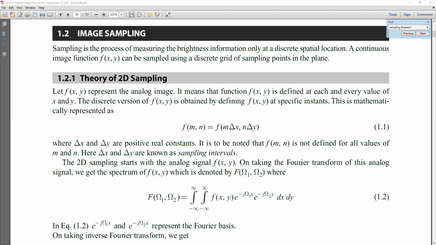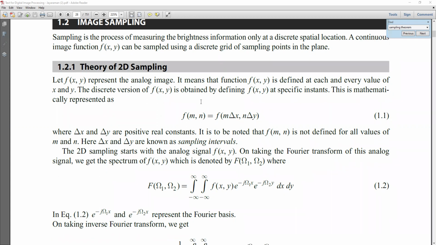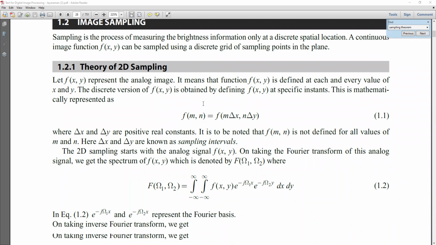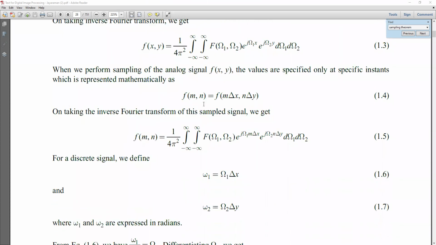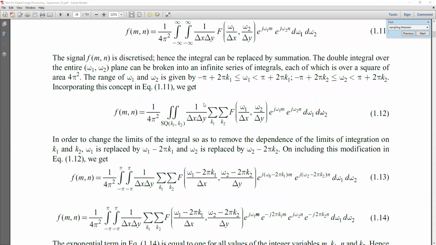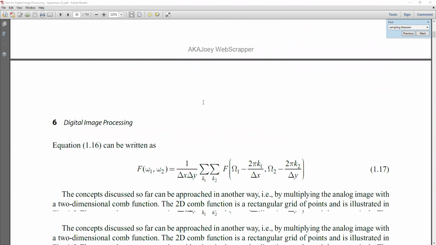Good morning. Today we'll see a little more about the 2D sampling theorem. We have already seen the theory of 2D sampling. That is enough for explaining the sampling theory. And what we have to see here is how we can prove the sampling theorem.